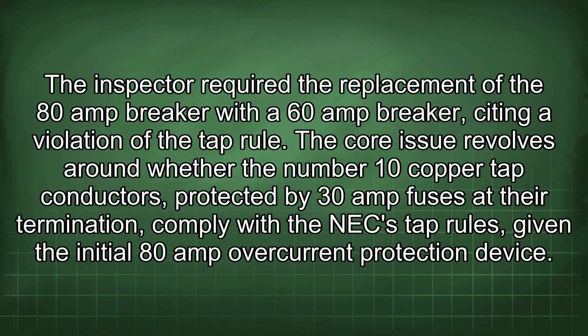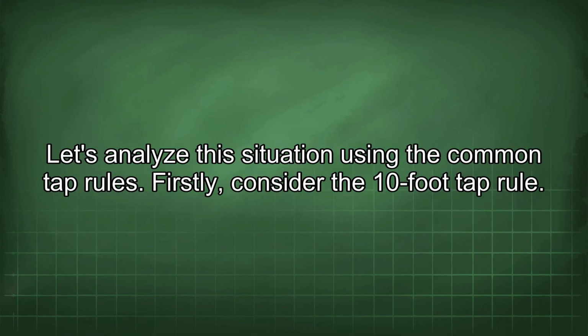The inspector required the replacement of the 80-amp breaker with a 60-amp breaker, citing a violation of the tap rule. The core issue revolves around whether the number 10 copper tap conductors protected by 30-amp fuses at their termination comply with the NEC tap rules, given the initial 80-amp overcurrent protection device. Let's analyze the situation using the common tap rules.